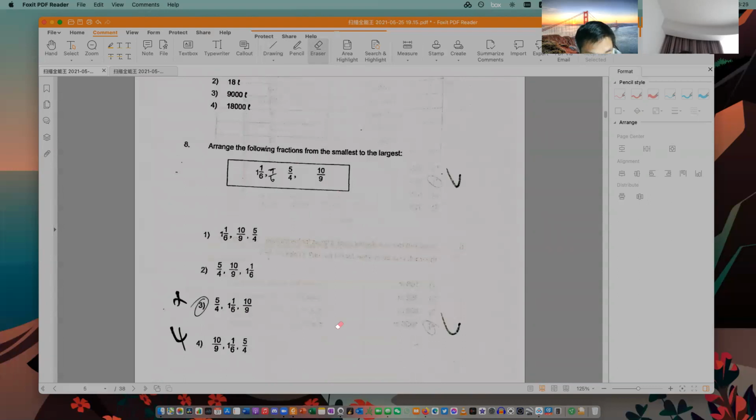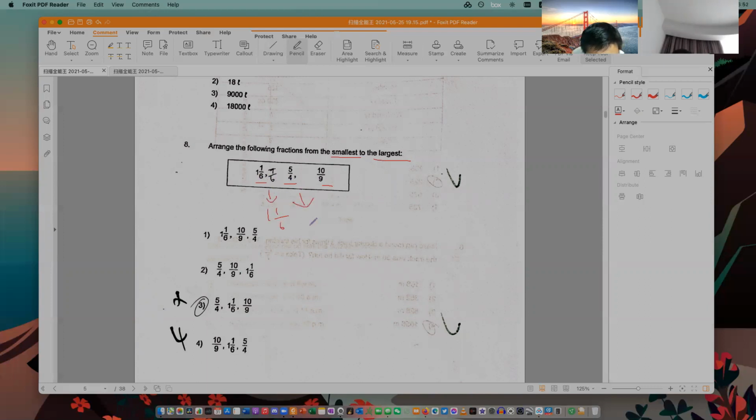Okay, over here it says among the following fractions, from the smallest to the largest. So first thing first, you need to read the question, smallest to the largest. So you need to put the smallest first. So of course, over here, if you can see this, okay. So what you have is, you can do it this way. So this is a mixed number already.